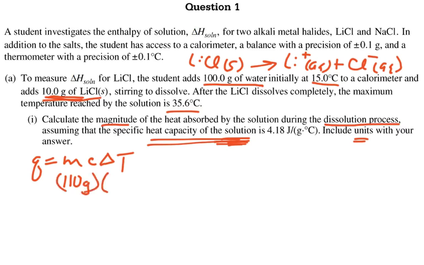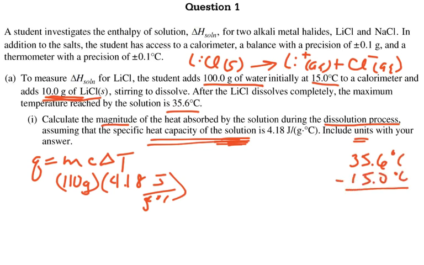Okay, C is the heat capacity, that's 4.18 joules per gram degree. And we have change in temperature. Change in temperature is final minus initial, so 35.6 degrees, and it started at 15.0 degrees. So going by place values, not significant figures, it's going to be 20.6 degrees as our temperature change.